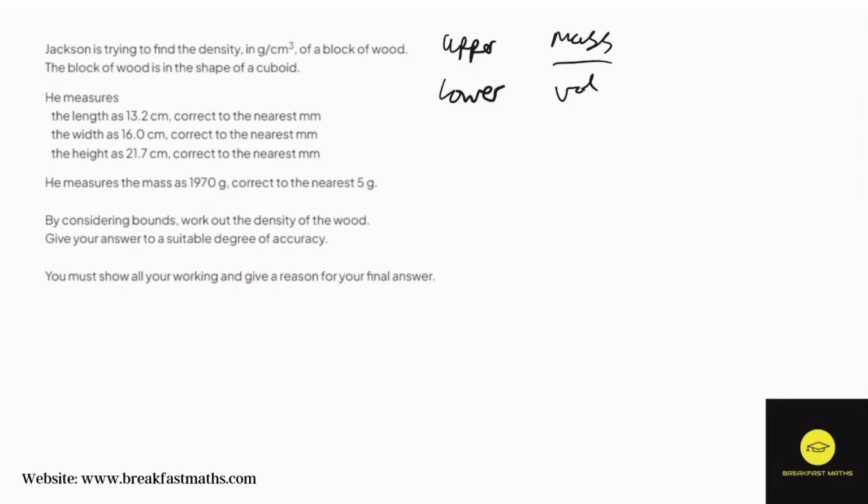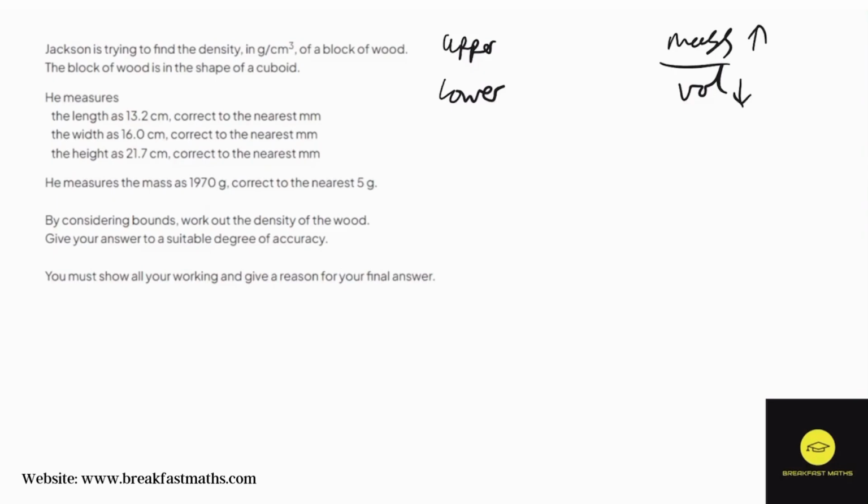So, in order to find the upper bound, we first need to identify what the upper bound is in terms of our mass divided by volume. In order to make the number as big as possible for the upper bound, we want to have the largest possible number on the numerator and the smallest possible number on our denominator. This will give us the upper bound of a value. So we need the largest possible mass.